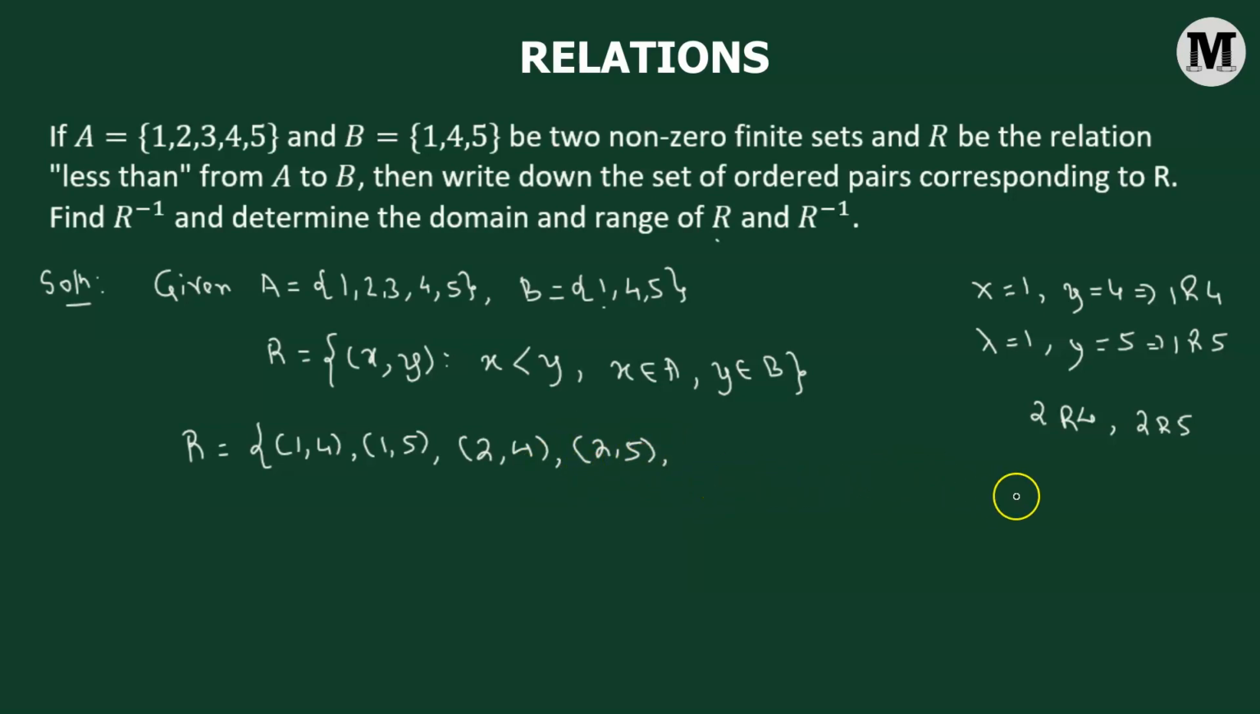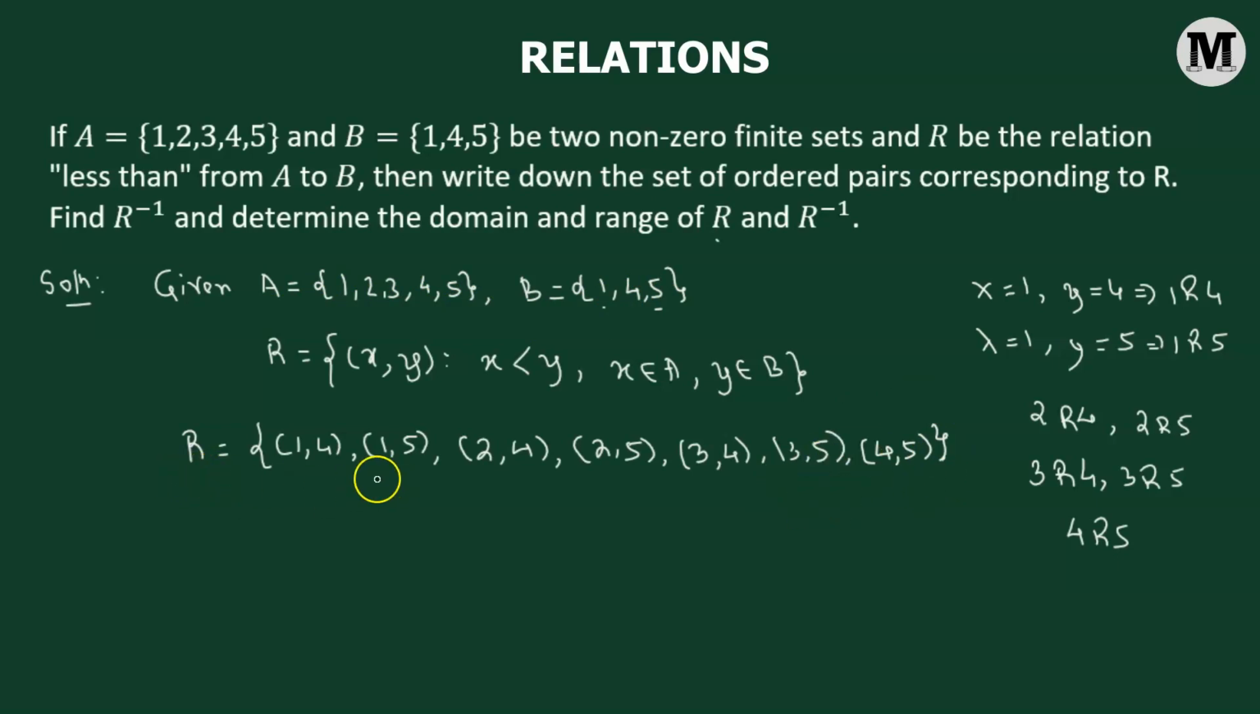Okay, fine. Next we will choose 3. If we choose 3, then 3R4 and 3R5 are going to be two relations. So we have (3, 4) and then we have (3, 5). Next, if we consider x to be equal to 4, we cannot consider 1 and 4 from the set B because 4 is not less than 1 and also 4 is not less than 4. However, we can pick 5, which means there's a relation between 4 and 5. So 4R5 is a valid relation, and our ordered pair is (4, 5). And finally, if we pick 5 from the set A, 5 is not less than any of the elements in the set B, so we will not find any valid relation.